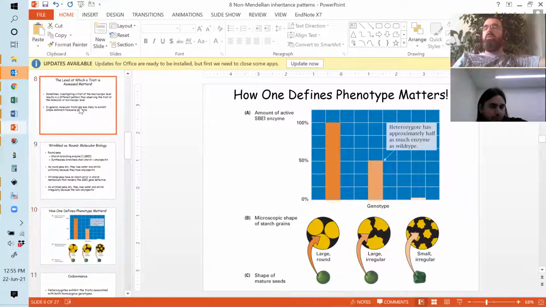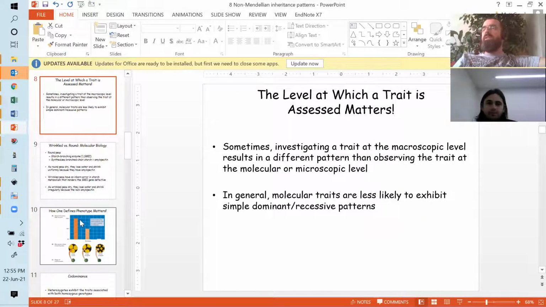So I'm going to use a different example to the one in the PowerPoint, just because I like talking about blood type more. I think it's fun. But this is also another interesting way of looking at it too.